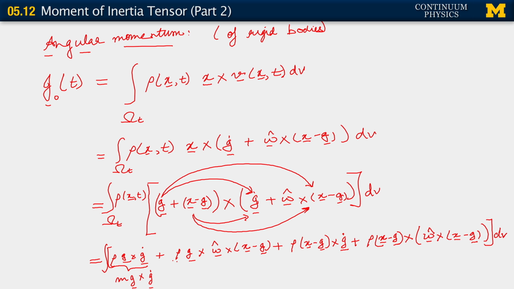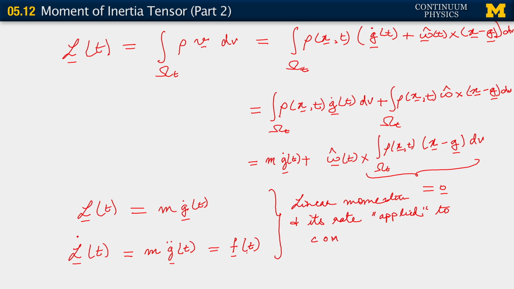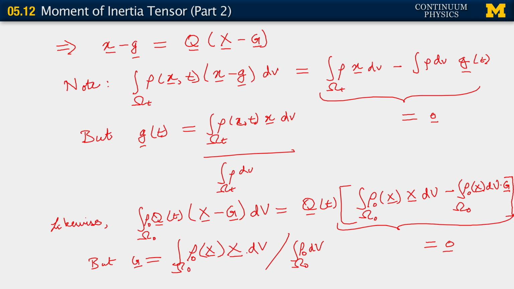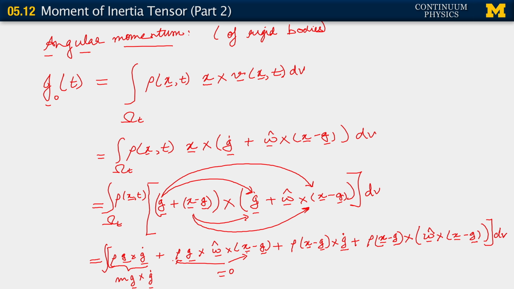What about the next term? Observe that the next term has these two factors. G is a function of time alone, and omega hat, being the angular velocity of a body that's rigidly moving, is also a function of time alone. The angular velocity is about the center of mass, it's fixed, it's not a function of position. But that is being integrated over dv, and remember the result we derived for this type of integral. We have rho times x minus g integrated over dv, and that we proved back here, the second line of this slide, is equal to 0. So this term is equal to 0.